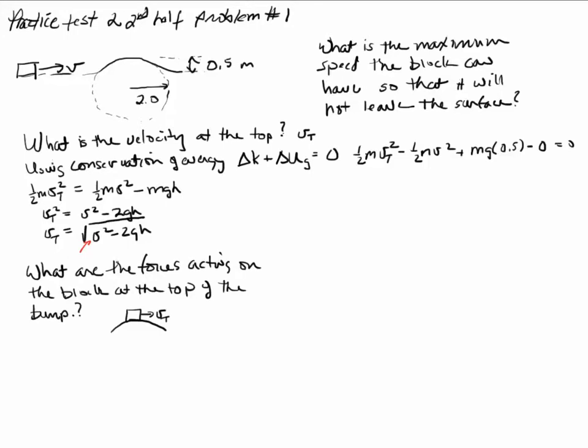What are the forces acting on the block at the top of the bump? Okay, here we have to go back to Newton's second law and identify the forces. So go ahead and draw a free body diagram. Of course, we have the normal force acting on the block and gravity. And since it's moving in a circle, we have a centripetal acceleration toward the center of the circle, and that'll be in the downward direction.